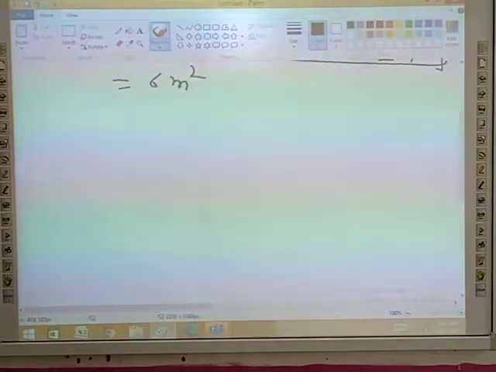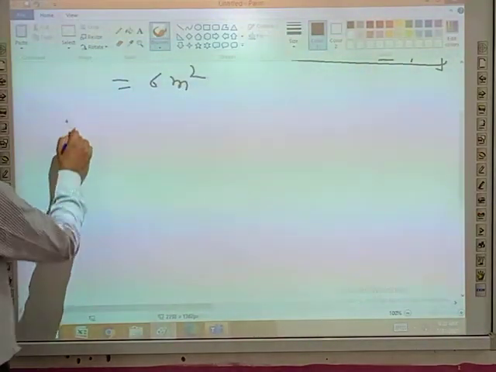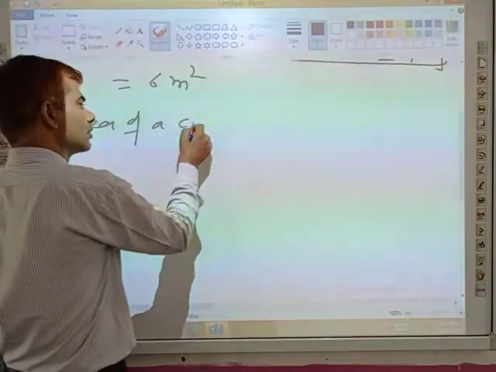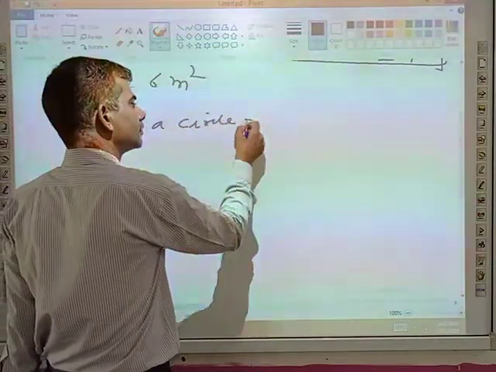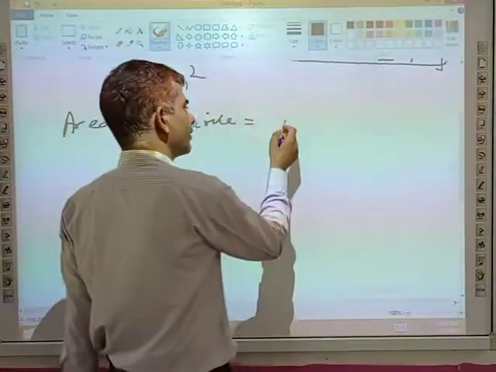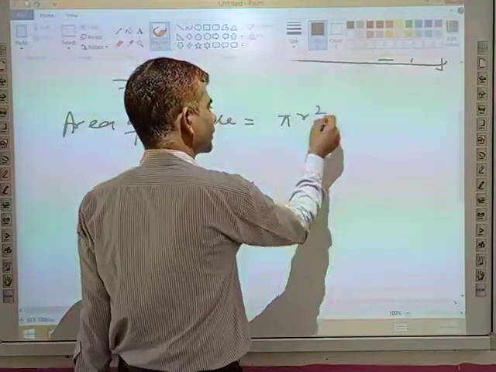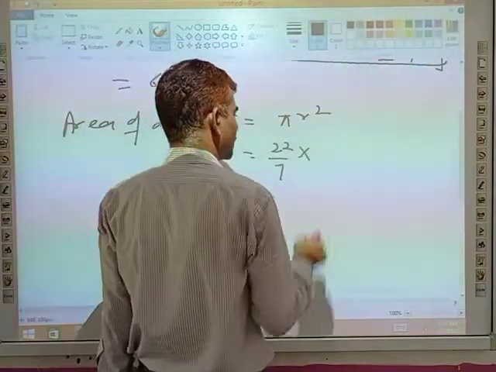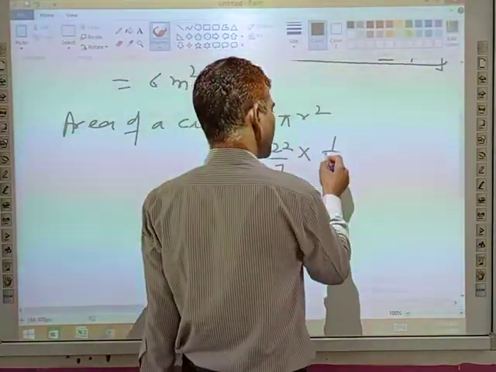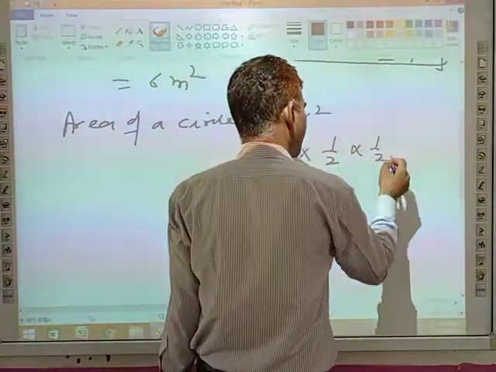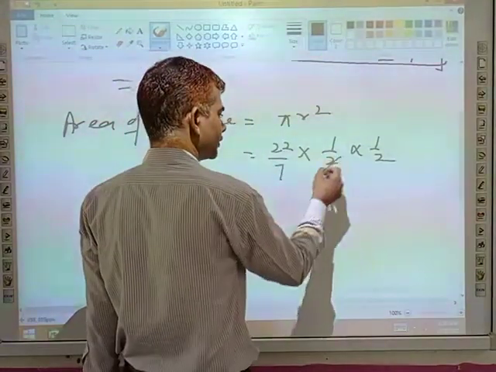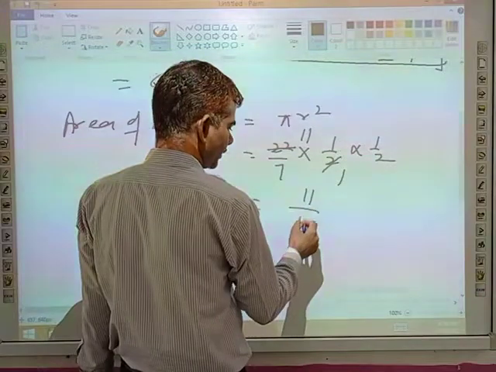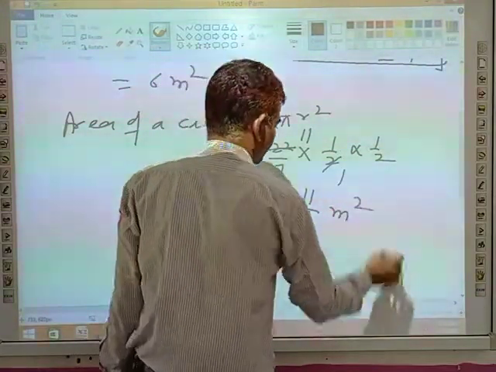Now the area of the circle. What will it be? Pi r square. Very good. And the value of pi? 22 by 7, into 0.5 into 0.5, that is 1 by 2 or 1 by 2. Any doubt, any problems? So, sir, that is 11 by 14 meter square.